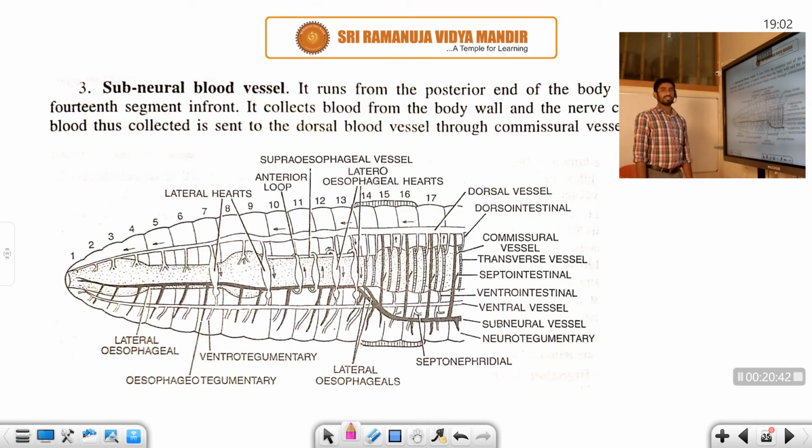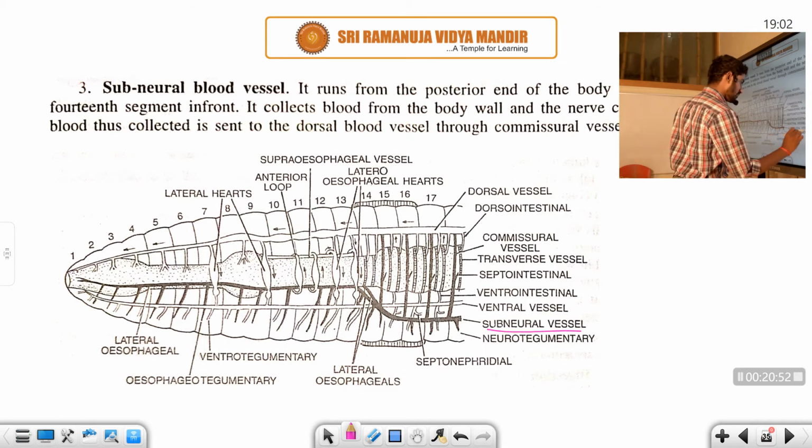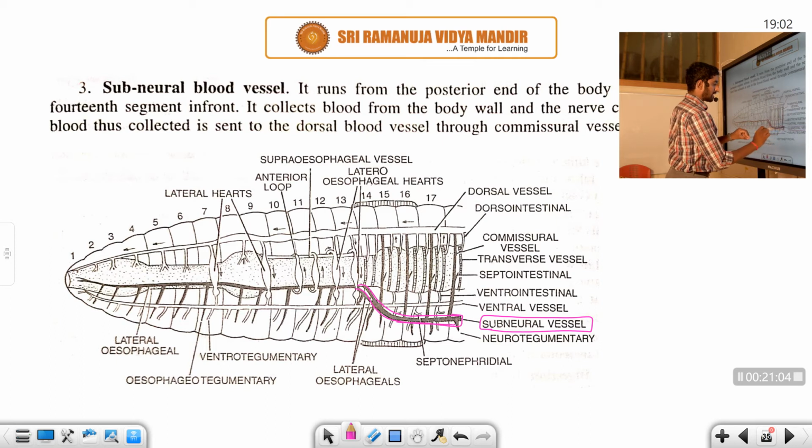The subneural blood vessel. Up to now we have discussed two types of blood vessel, and now where the subneural blood vessel is found. Okay, the subneural blood vessel, you can see, students, this one. Where is the location? It is extending from the 14th segment. From the 14th segment only it curves and comes down here. The black colored part you can see, I have already marked here. This is called the subneural blood vessel.